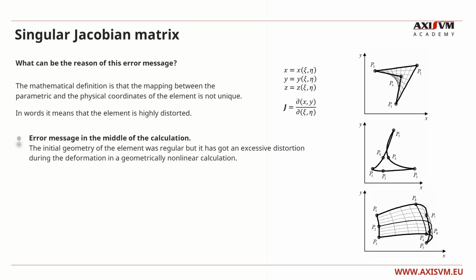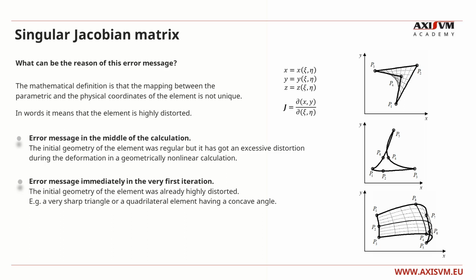If the error message occurs in the middle of the calculation, the initial geometry of the element was regular, but it had an excessive distortion during the deformation. It can happen only in geometrically nonlinear analysis. It is not simply a large deformation, but a collapse of the element. Its reason can be that the whole structure or a part of it runs out of strength at a certain load level. To find its root cause, the option of store last increment only is recommended to be turned off, and the deformed shape is suggested to be investigated.